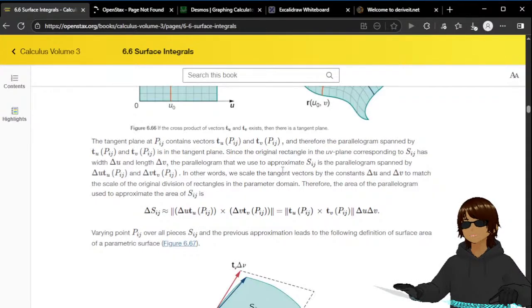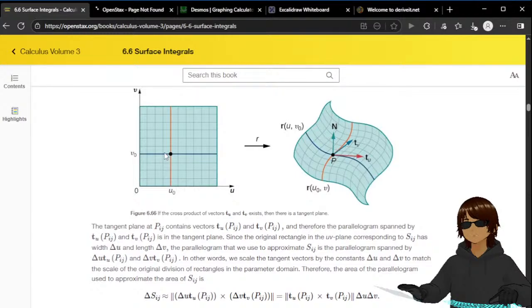They say we scale the tangent vectors by constants delta u and delta v to match the scale of the original division of the rectangles in the parameter domain. This is the parameter domain. t_u and t_v, you multiply by delta u and delta v. But I don't understand how it would make it match.